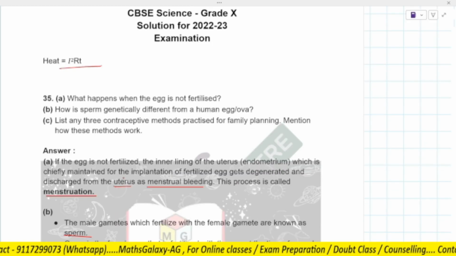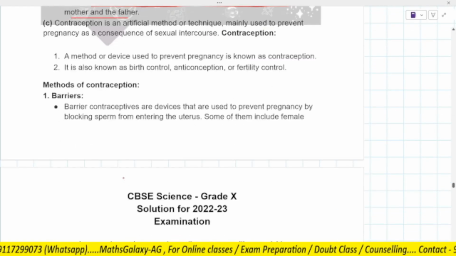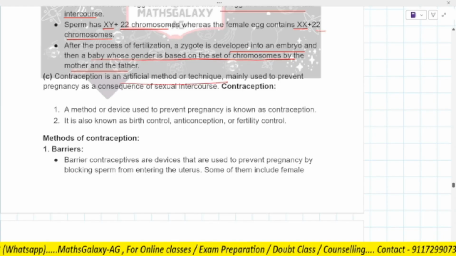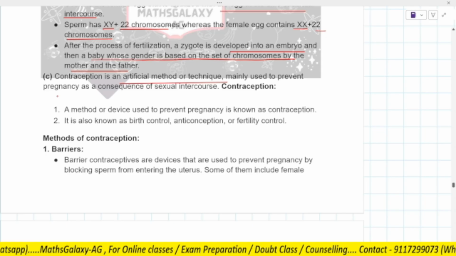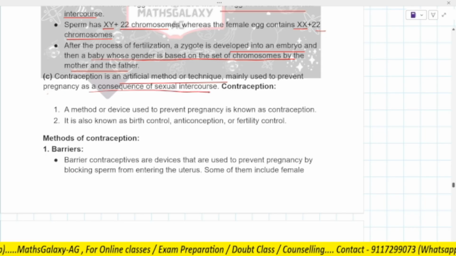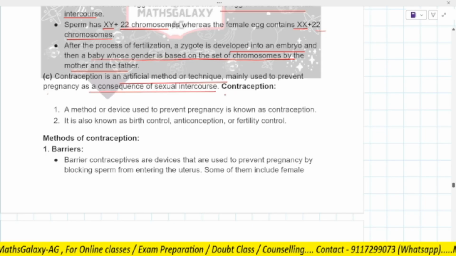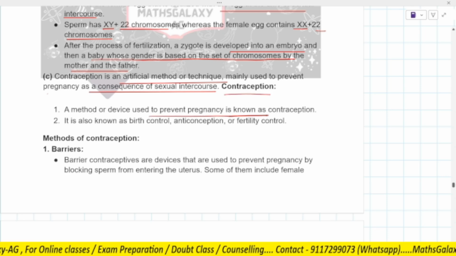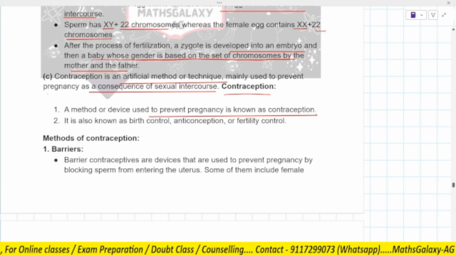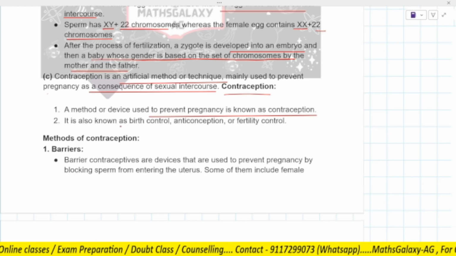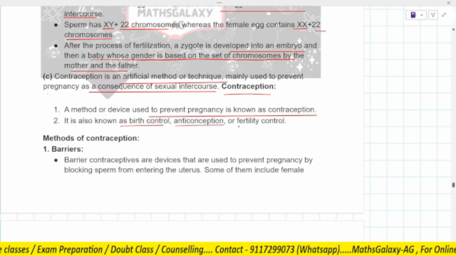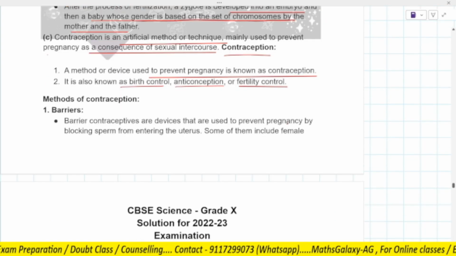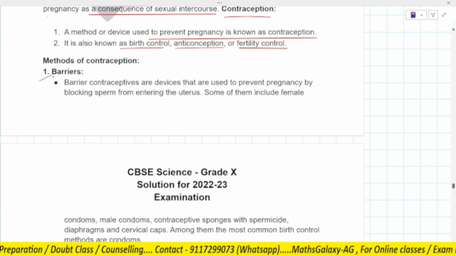Okay. So let's see here. Contraception is an artificial method or technique mainly used to prevent pregnancy as a consequence of sexual intercourse. A method or device used to prevent pregnancy is known as contraception. It is also known as birth control, anti-conception, or fertility control. So the methods of contraception are, we can say, the first one is barrier.